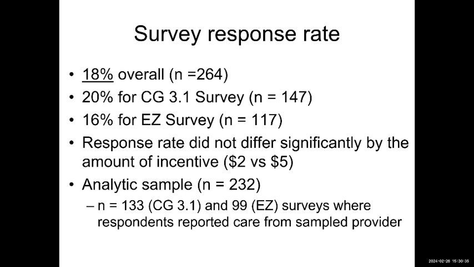We also had people randomized to a $2 versus a $5 incentive, and response rate was not affected by that incentive. It probably wasn't enough of a difference, but we thought $5 might yield a higher response rate. Unfortunately, that didn't happen. In the actual analytic sample, it's less than that 264, it's 232, because we had people who said that they had not seen the provider they were sampled for, or at least had not seen them in the last 6 months. So we lost some people that way and ended up with 133 in the standard survey and 99 in the easy survey. So that's what the analyses are based upon.